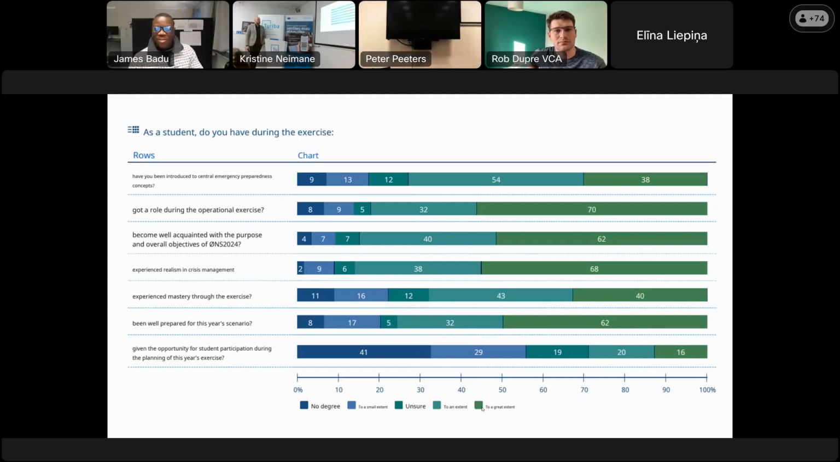And overall, we asked the students about the purpose of the exercise, if they really understood the concept, the exercise goals. 4 and 7 think that they didn't really catch up with the exercise, which means that we have to also do more from the planning stage. And this goes back down, I will skip the others and go down, that giving the opportunity to students to participate during the planning of this exercise, where you see that 41 and 29 students actually raised concerns that in the planning phase, they were really not directly involved.